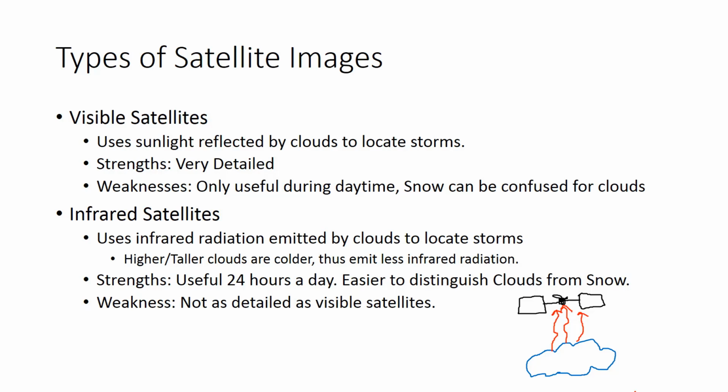Now, there are a few strengths to this. So the first one is, because this doesn't rely on solar radiation, this is useful 24 hours a day. And so this actually allows us to view clouds at night using satellite technology. It's also a lot easier to distinguish clouds from snow. Typically, snow is a lot warmer, per se, than a cloud top. And the only weakness really is that it's not as detailed as visible satellites. And typically, meteorologists use a combination of these two, visible satellites and infrared satellites.